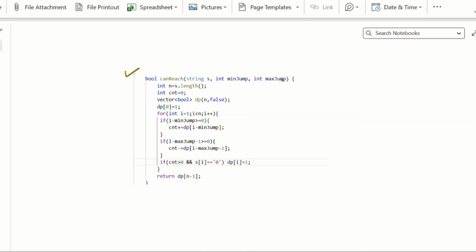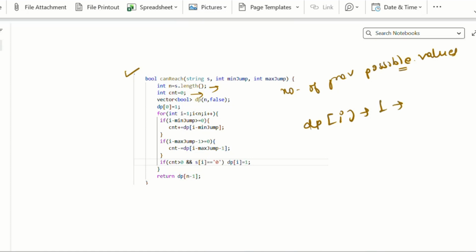I have done the same solution. What I did, I initialized the length of the string and then initialized count equal to 0. Count is basically showing me the number of previous possible values. So DP of I equals 1 shows that we are able to reach the ith index, and DP of I equals 0 shows that we can't reach the ith index.